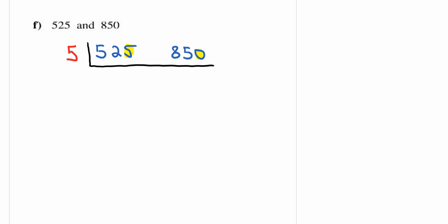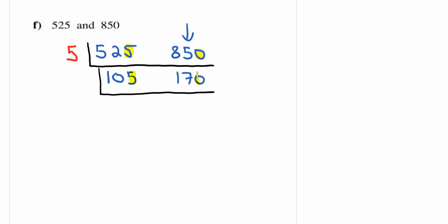For letter F, another GCF question here. So let's see if we can just maybe continue on by writing out this table here and this sideways L. Okay, so now I have a 5 here and a 0. So let's start this off by dividing both numbers by 5. And if I do that, 525 divided by 5 is 105. And 850 divided by 5 is going to be 170. And then I can continue drawing a ladder here.